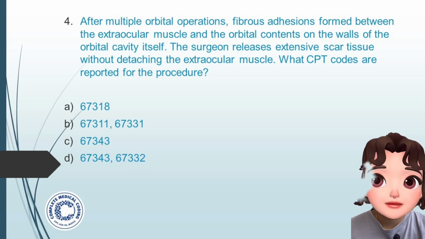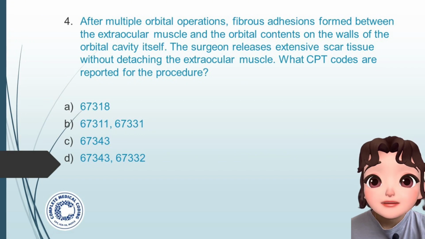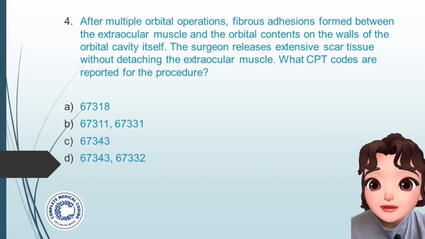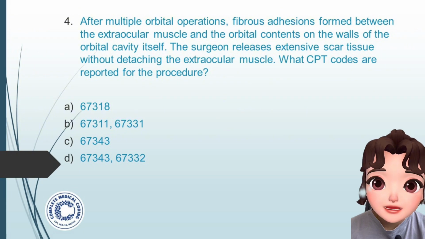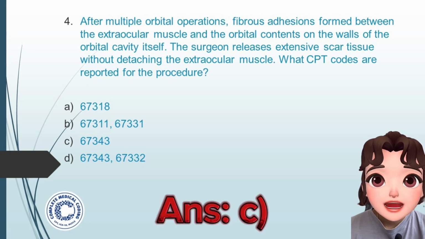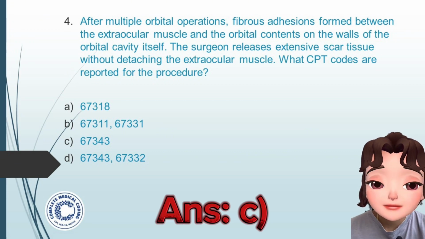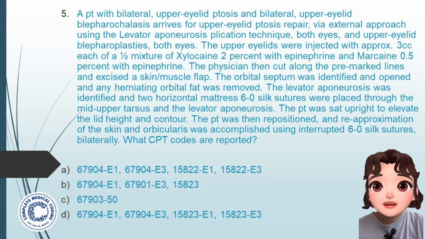No, you don't have to code this one because there is nothing mentioned in the question about the strabismus surgery. So you have to code only 67343. So the correct answer is option C, 67343. That is the exact CPT code. Okay. Now let's move to the fifth question.